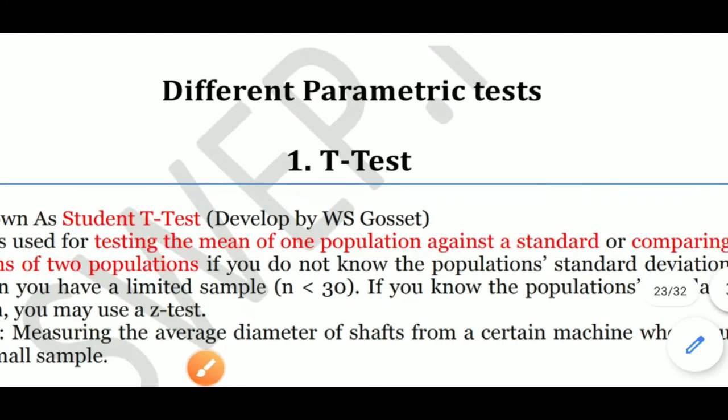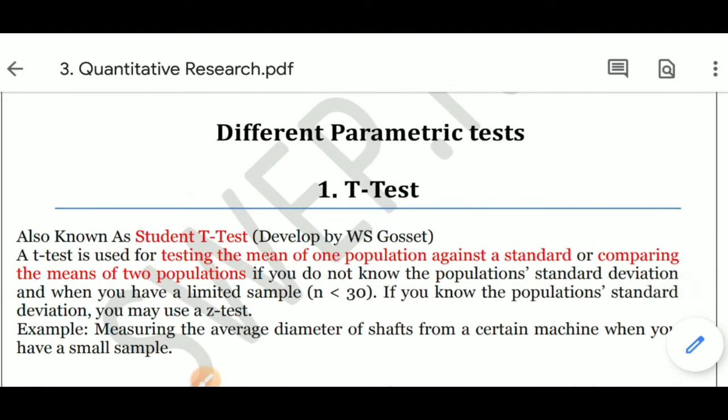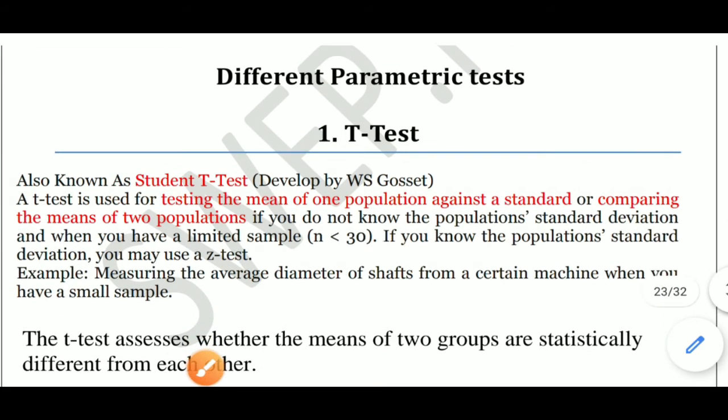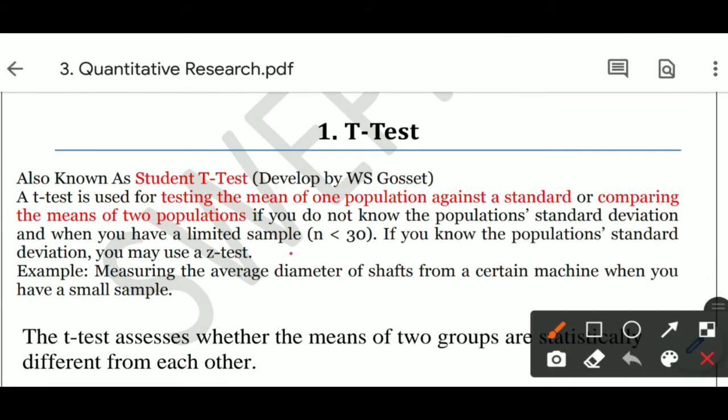The first one is the t-test. One important thing you have to learn about the t-test is who developed it and what the other name of the t-test is, because there are many questions related to the t-test which come in the examination. The t-test was developed by W.S. Gosset, and it is also known as the Student t-test. That is also very important. Many times this question is asked in the exam: what is the other name of the t-test, and who developed it. We use the t-test when the sample size is less than 30.